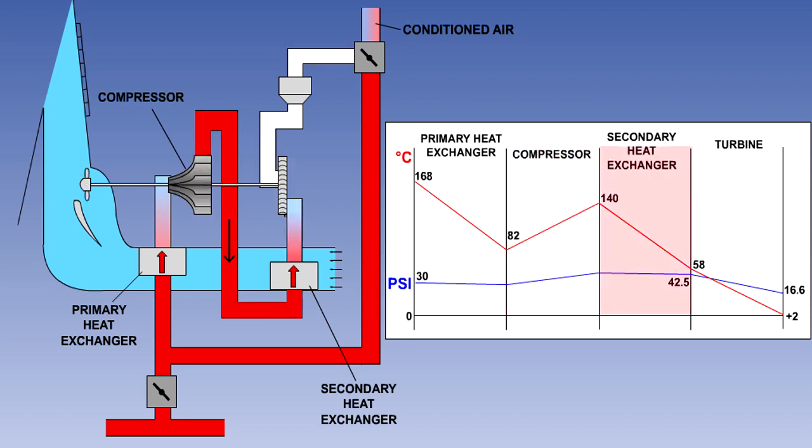Between the compressor and the turbine is the secondary heat exchanger, which serves to remove from the air much of the heat generated by the compressor. The pressure in the air is then used to drive the turbine. This removes the energy from the air and causes a large temperature drop. The output air temperature from the unit can be as low as 2 degrees Celsius.